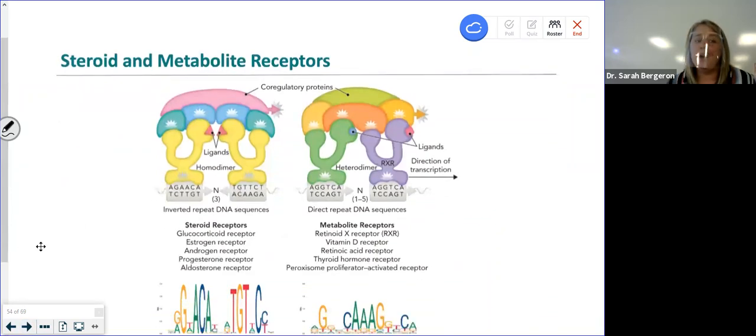So remember before how we said that transcription factors work in pairs? Didn't we talk about this a little bit? Maybe. It's a Monday. It's hard to remember.